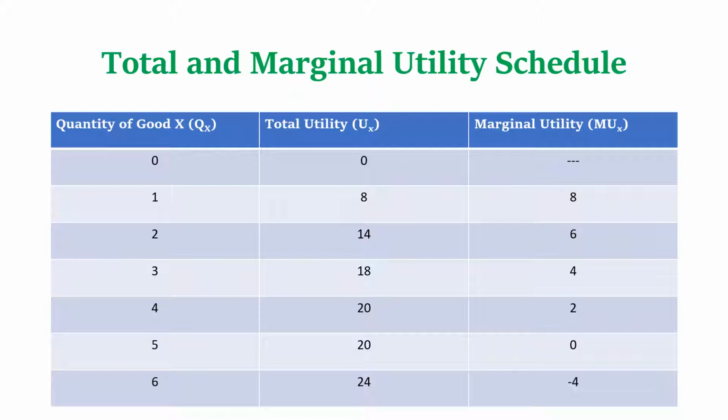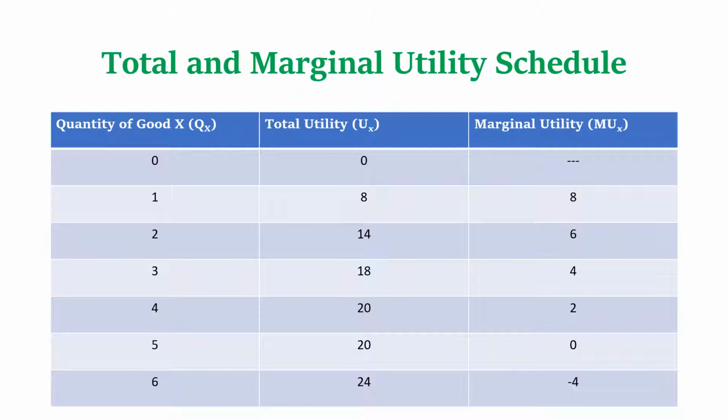That is at maybe 6 units of the commodity, 6 hamburgers. So if the consumer decides to eat 6 hamburgers, the marginal utility there is going to be minus 4, and the total utility there is 24. So 24 minus 20 gives us minus 4. Now notice that at 4 units of hamburger consumed, the total utility is 20.